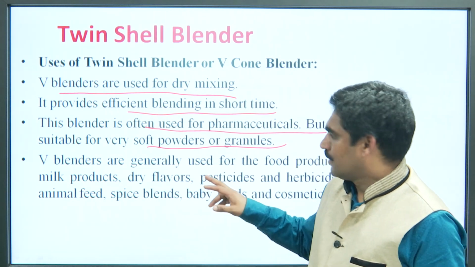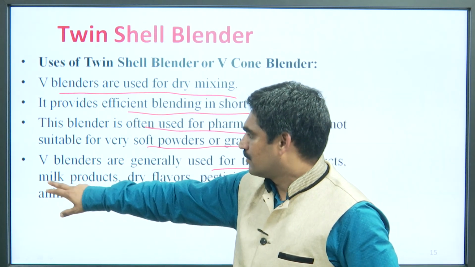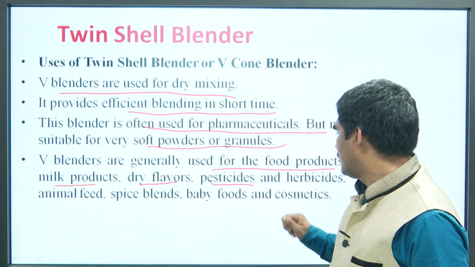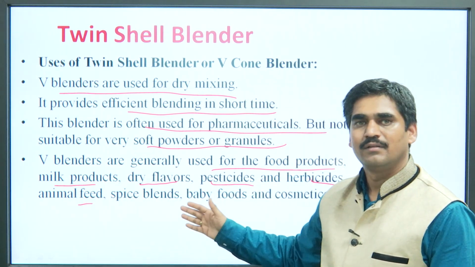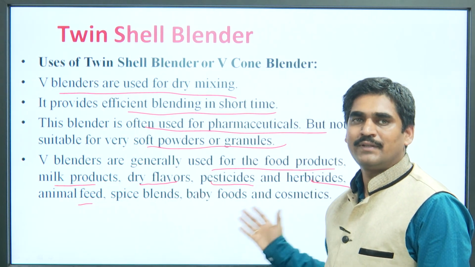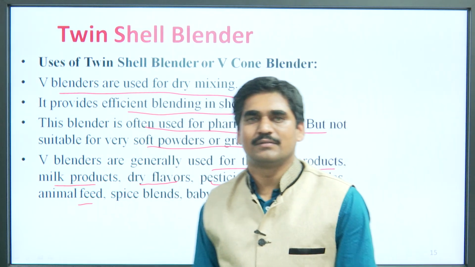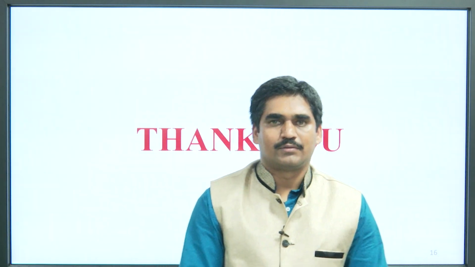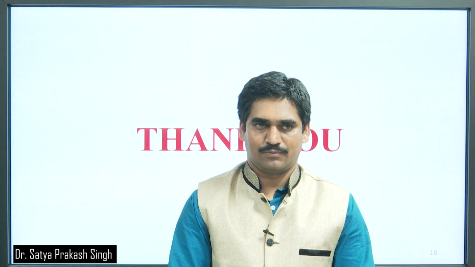These are generally used for food products, milk products, dry flavors, pesticides, herbicides, and animal feed. So many different types of products can be prepared by using these V blenders. So, this is all about these two types of blenders, that is the V blender and the double cone blender.